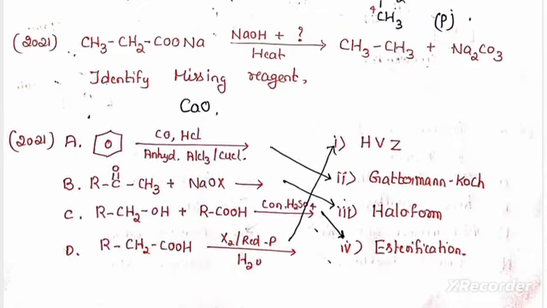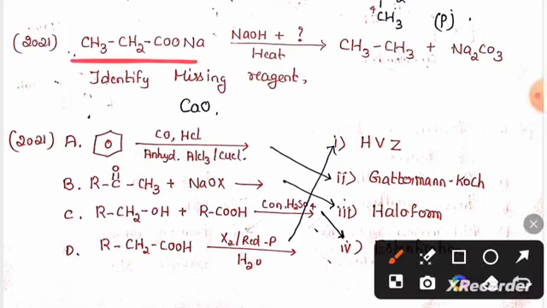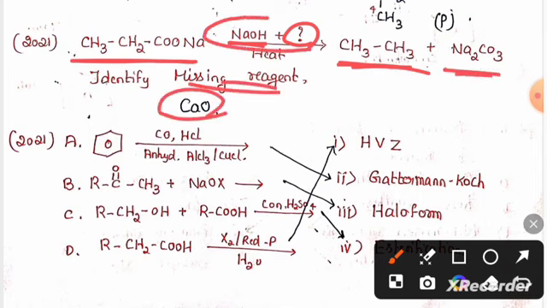Next question, there is one sodium salt of carboxylic acid, sodium salt of propanoic acid on treating with NaOH, and there is one more reagent, it's a question mark. It will give one carbon less ethane, alkane, and sodium carbonate. So the missing reagent is calcium oxide, because the decarboxylation occurs in the presence of soda lime, and soda lime is a mixture of sodium hydroxide and calcium oxide.